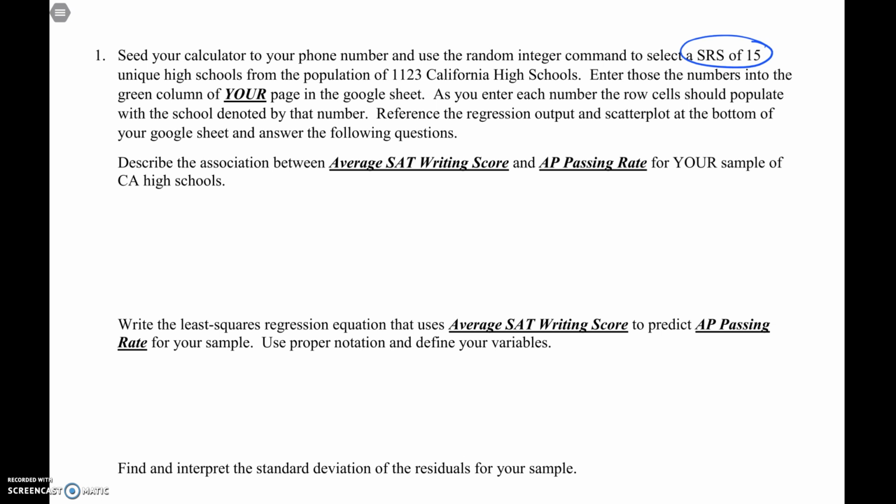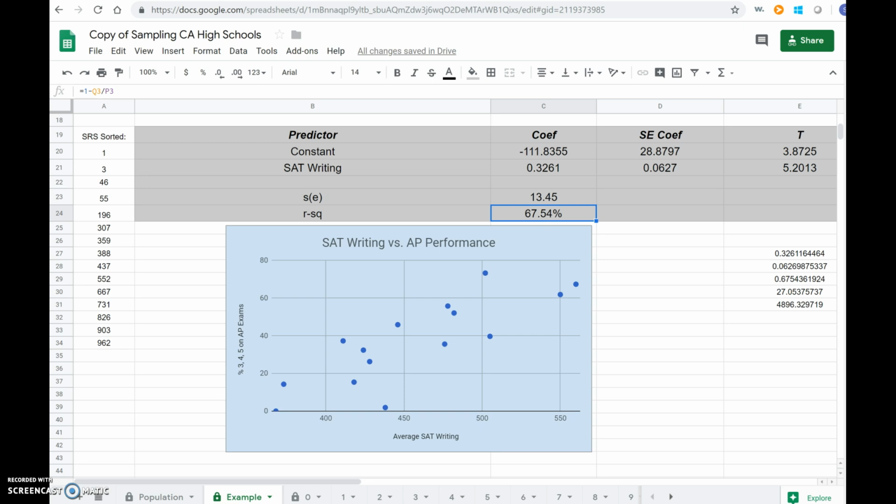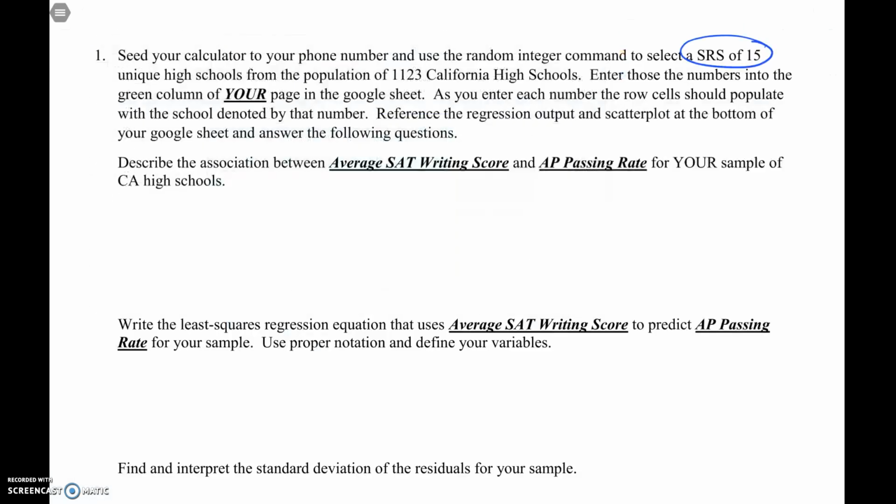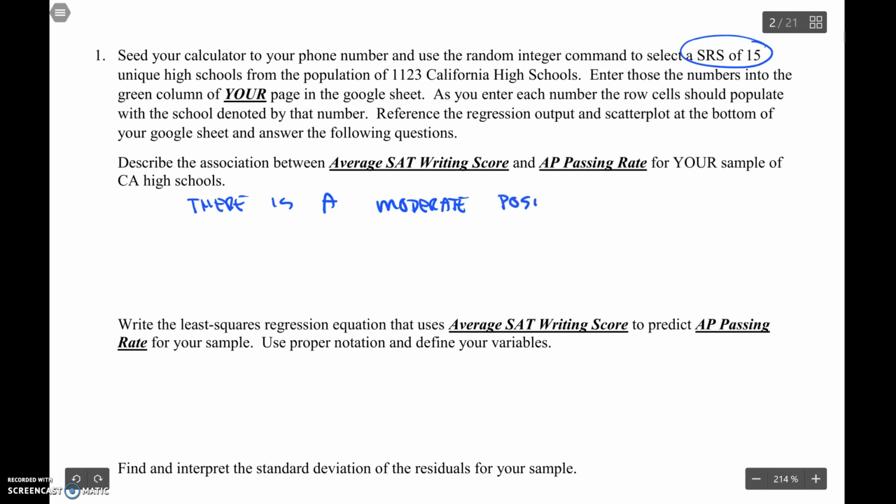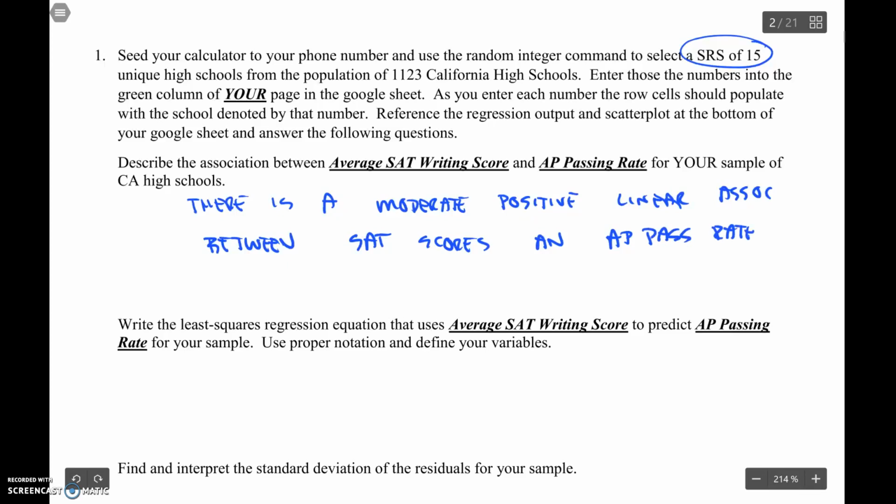Describe the association for your sample. So we're going to take a look at this example. I would say there's a positive, linear, moderate association between SAT scores and AP pass rate for the schools in the sample.